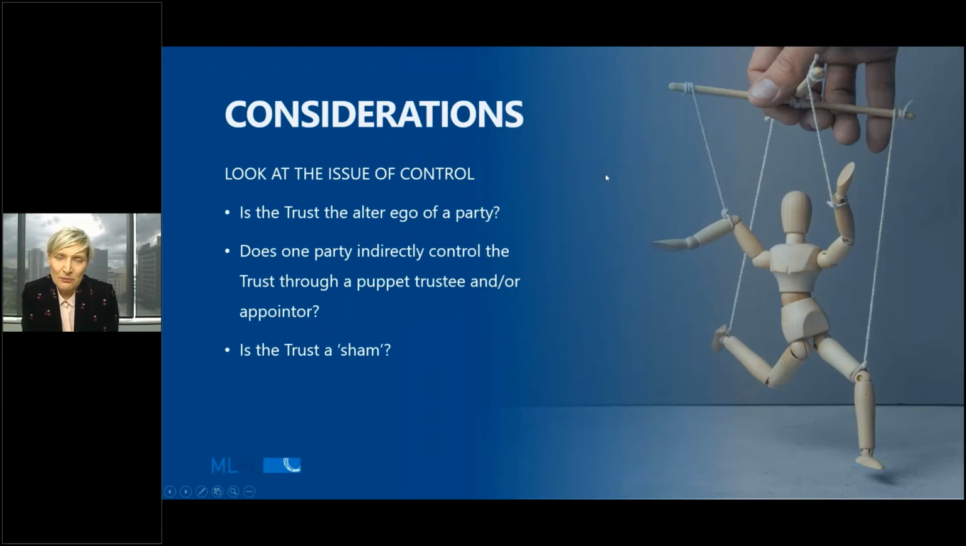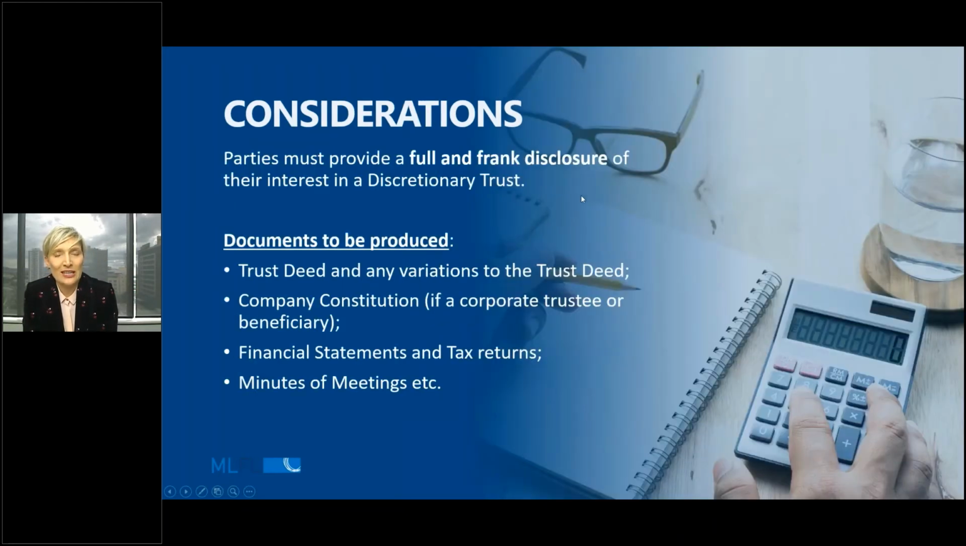In determining whether the property of the trust will be considered property of the parties, one of the key questions for the court to consider is control. So is the trust the alter ego of a party? Does one party indirectly control the trust through a puppet trustee and or appointer? Is the trust a sham? In terms of those particular terminologies, they've just arisen from some of the case law. So we go through more specific examples in relation to what you would consider in regards to the trust that you might be dealing with at any point in time.